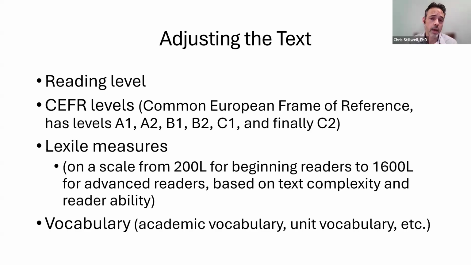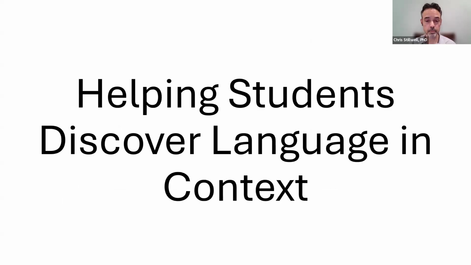Or we could think about the vocabulary. We can ask the AI to use vocabulary that's academic, or perhaps use vocabulary that was found in the units, things like that. We can be very specific about the kinds of vocabulary we want to see in the materials that we are creating together with artificial intelligence.